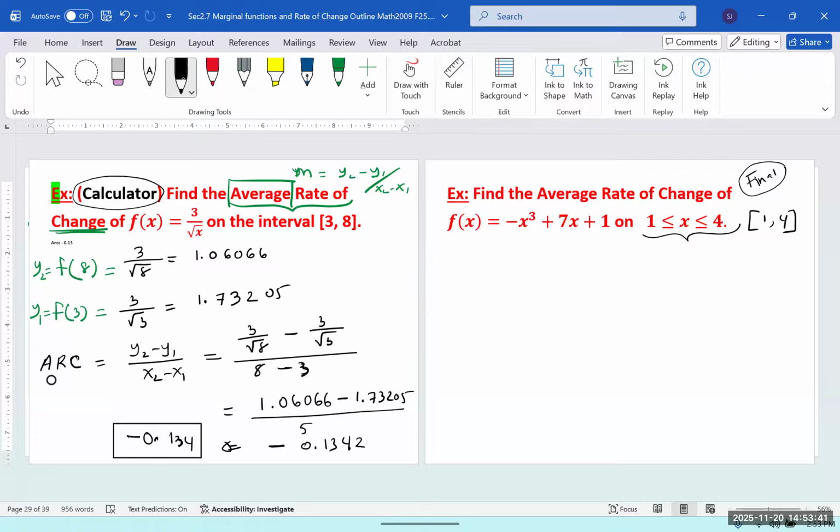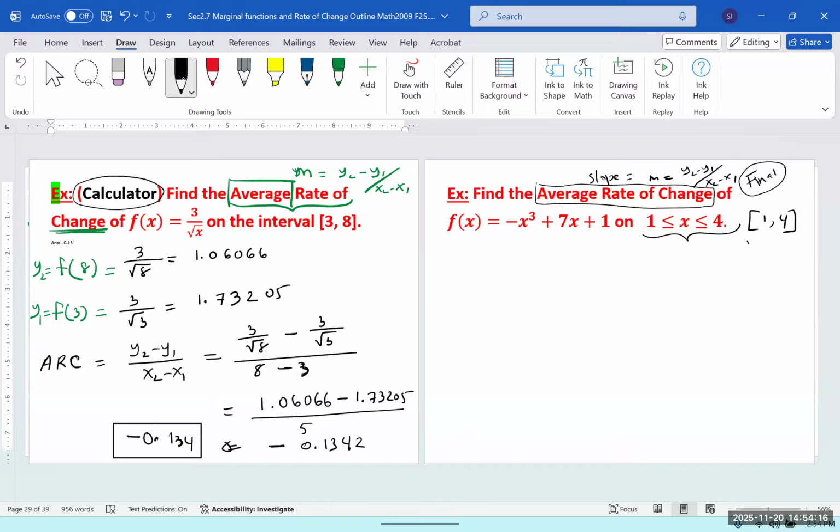Average rate of change means what? Slope of the secant line. So it's your slope formula. So you plug in 1, 2, 3, or 4. Why do you have to plug in 1, 2, 3, 4? No, 1 or 4. You're looking at the interval from 1 to 4.